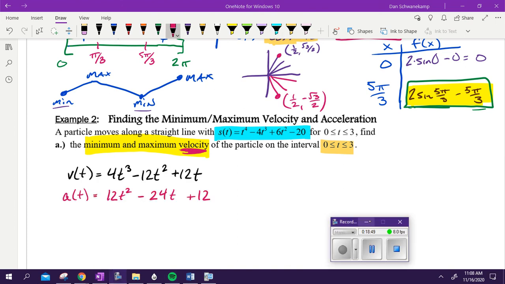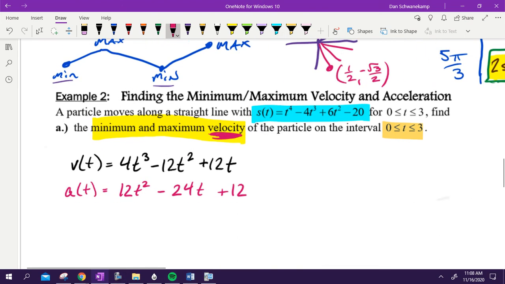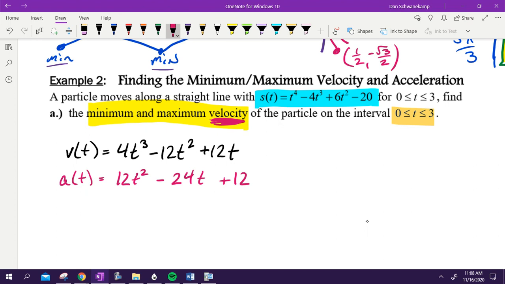See what you can do. Go. So we're finding minimums and maximums of velocity. To do that, we had to find velocity first. And then if we want to find the min and max of velocity, I have to take the derivative of velocity. I get that. Once I've done that, Luke, what do I need to do next here with acceleration? Yep, factor out a 12.